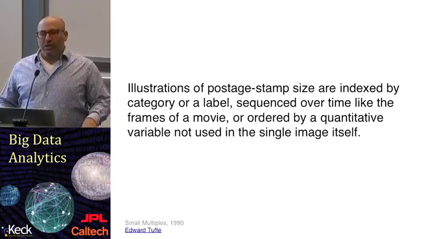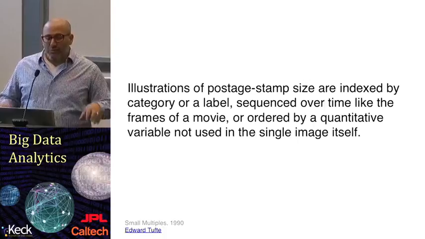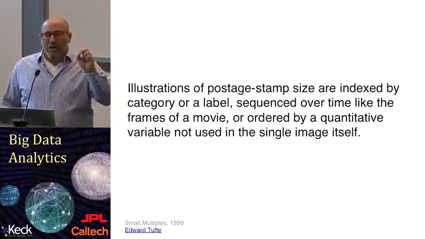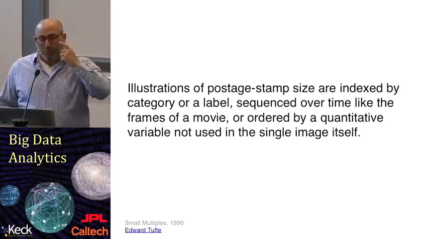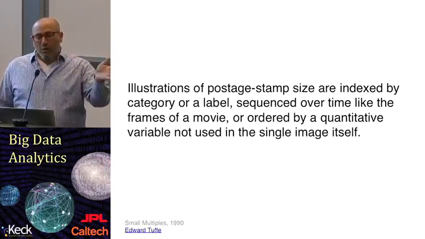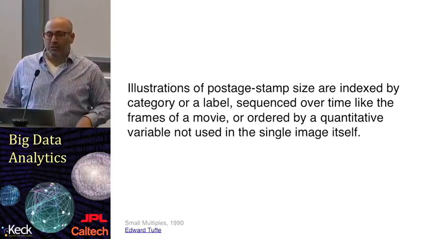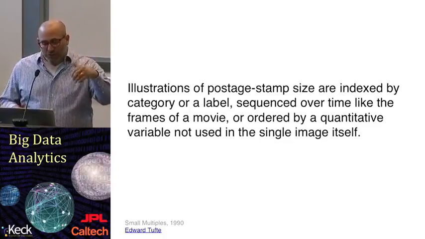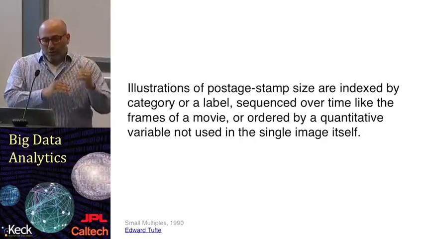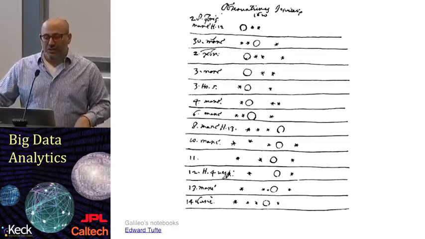Small multiples is a name that Tufte gives to a technique that's been around for hundreds of years. And he describes them as postage stamp-sized graphics indexed by some kind of category or label. And they're sequenced over time, like the frames of a movie. And they're ordered by some sort of quantitative variable that's not part of the image itself. And what's key to small multiples is this idea that we have a repetition of form with a uniform presentation. And this allows us to focus on the differences in the images.